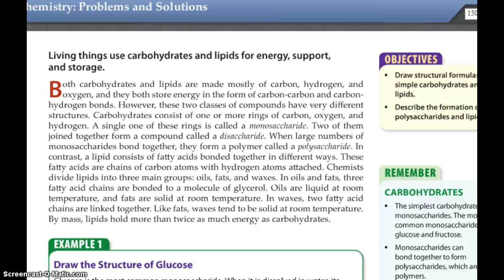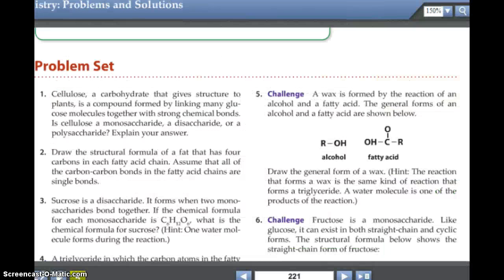In contrast, a lipid consists of fatty acids bonded together in different ways. These fatty acids are chains of carbon atoms with hydrogen atoms attached. Chemists divide lipids into 3 main groups: oils, fats, and waxes. In oils and fats, 3 fatty acid chains are bonded to a molecule of glycerol. Oils are liquid at room temperature, and fats are solid at room temperature. In waxes, 2 fatty acid chains are linked together. Like fats, waxes tend to be solid at room temperature. By mass, lipids hold more than twice as much energy as carbohydrates. So this one has you do questions 1, 2, and 3.